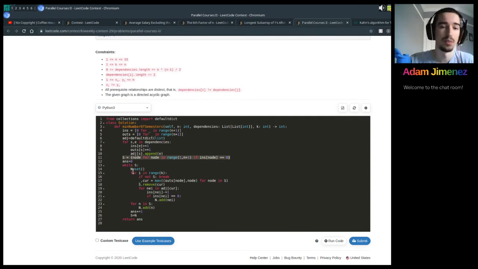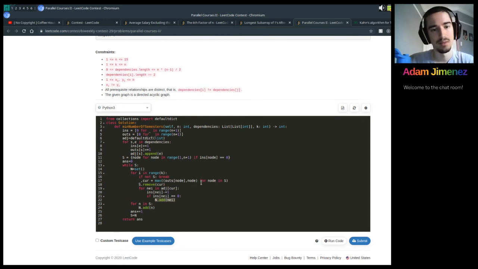Then we try to take k out of this set. And each time we take a class, we iterate over its neighbors and reduce the number of prerequisites. Since we just completed this class, it doesn't count as a prerequisite anymore. And if it ever reaches 0, it means we completed all the prerequisites and we can finally add it to the set of classes that are available.